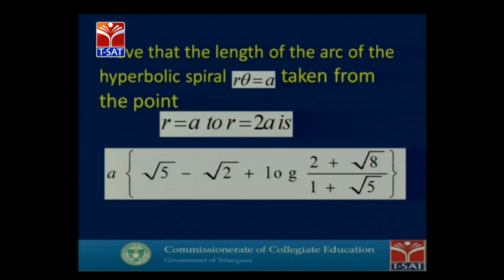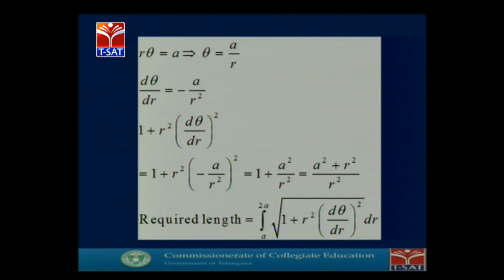So you are given: prove that the length of the arc of the hyperbolic spiral r theta is equal to a, taken from the point r is equal to a to r is equal to 2a. For this we have to integrate with respect to r. So we take the formula as integral of under root of 1 plus r square (d theta by dr) whole square into dr, where r is varying from a to 2a.